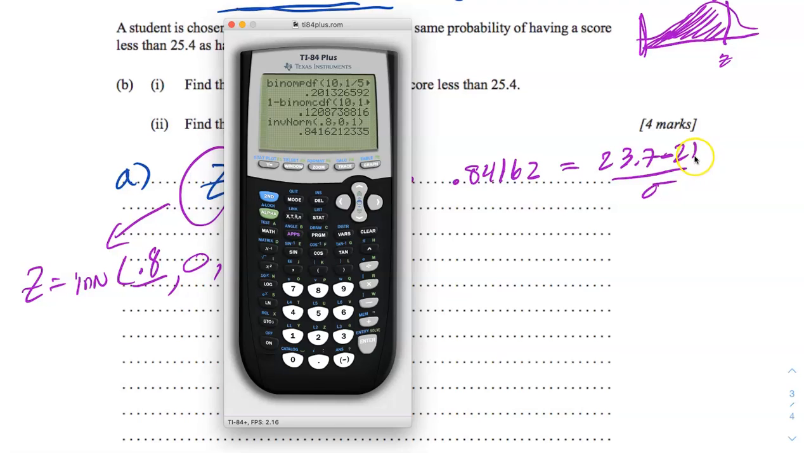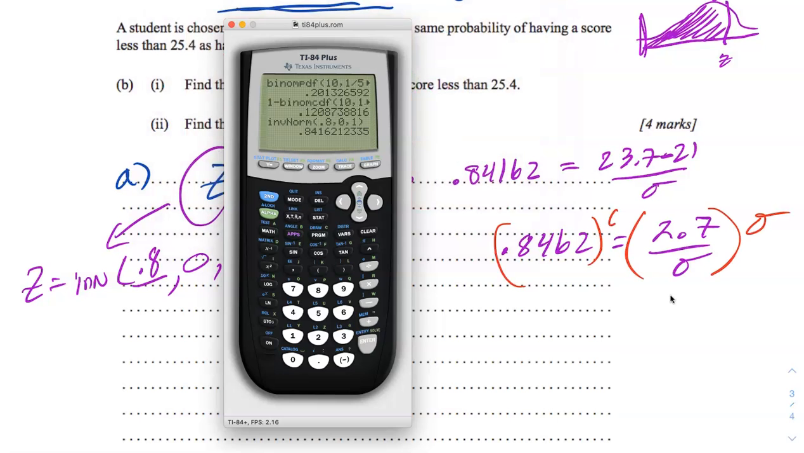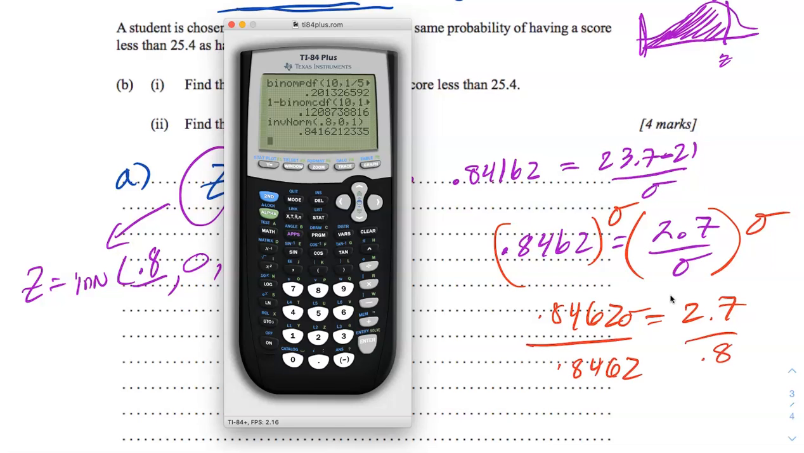23.7 minus 21 is 2.7. So I'll just rewrite it like that. And then I got to solve for my standard deviation. So I'll multiply by standard deviation and divide by this. Easiest way to do it. Multiply by this. So then you get, I mean, if I show all the work, it'd be something like this. You don't have to show all the work. I'm doing it because I'm teaching it. So that equals, and then put that in my calculator, 2.7 divided by my answer here.